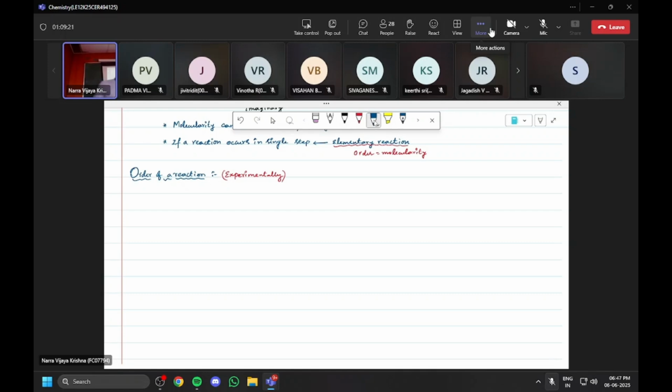Experimentally means I need to know the mechanism of a reaction, whether the reaction occurs in one step or two steps or three steps. I need to know the complete mechanism of the reaction. So order of a reaction is determined from the rate expression. The rate expression is obtained from the reaction mechanism.